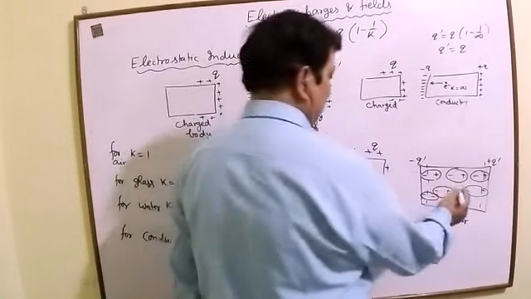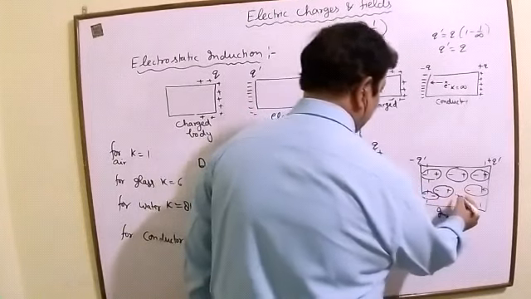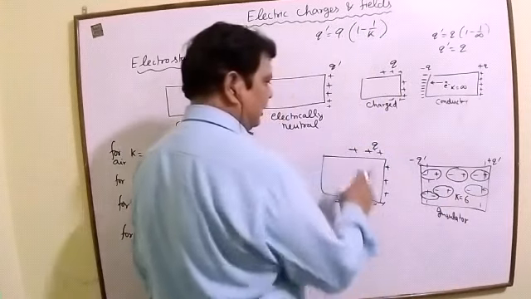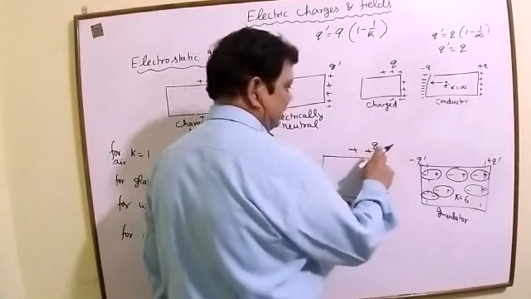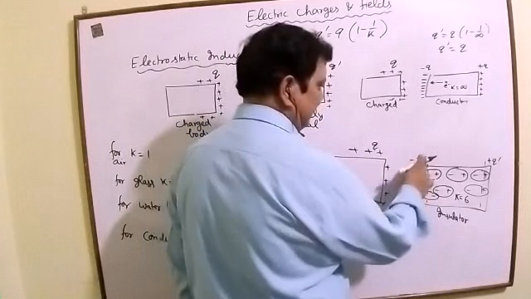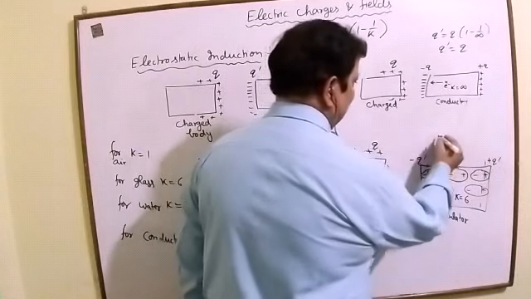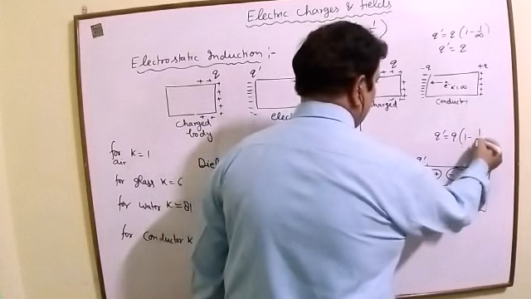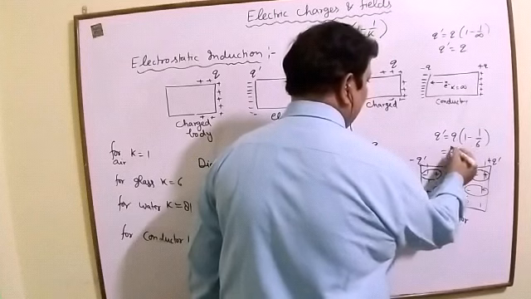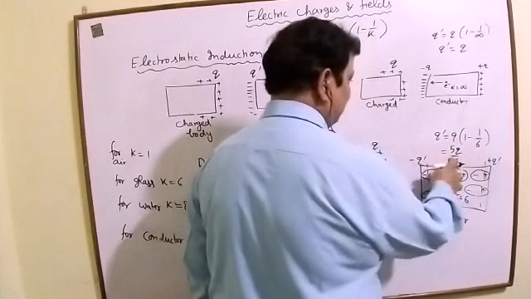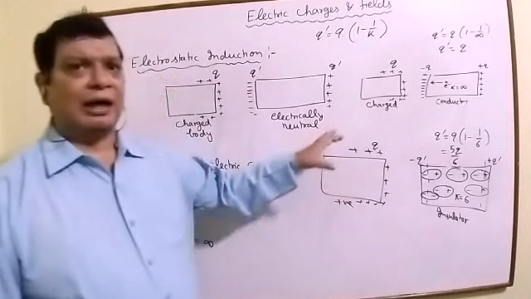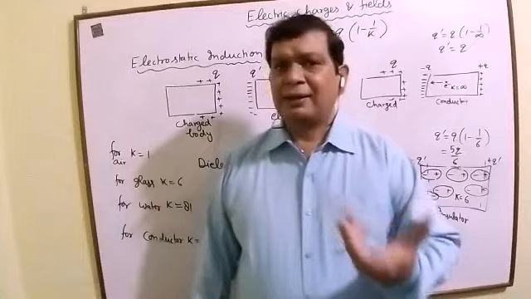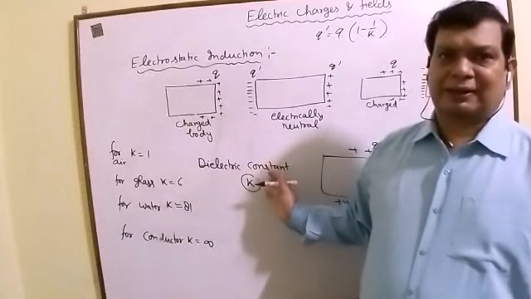On the other hand, in the insulators, suppose it is glass, its value of K is 6 and the inducing charge is Q. So we have to obtain the value of the induced charge. So the induced charge Q dash will be equal to Q into 1 minus 1 by 6. It means it will be 5Q by 6. Got it? So in this manner, here I have told you about electrostatic induction and the dielectric constant. That's all.